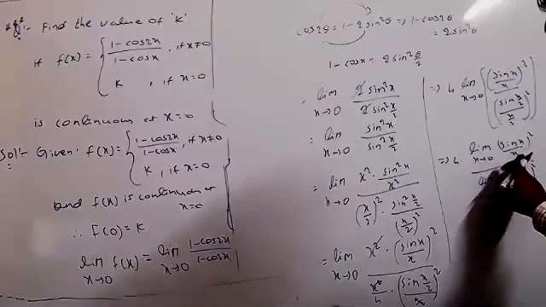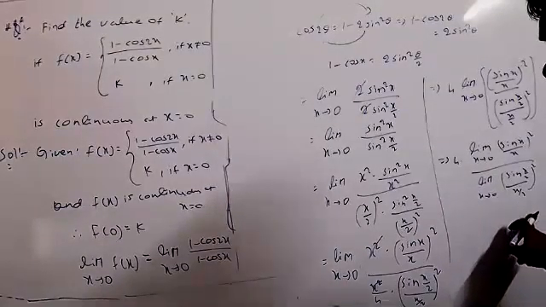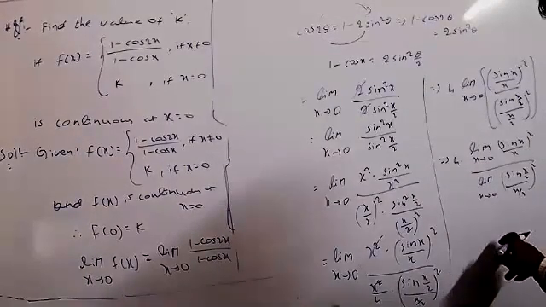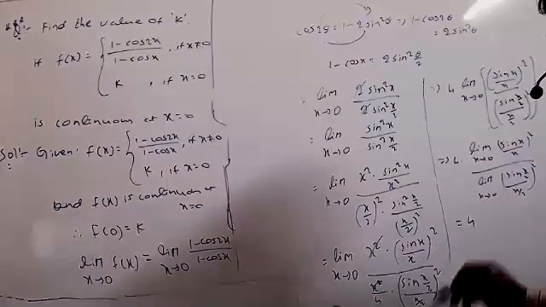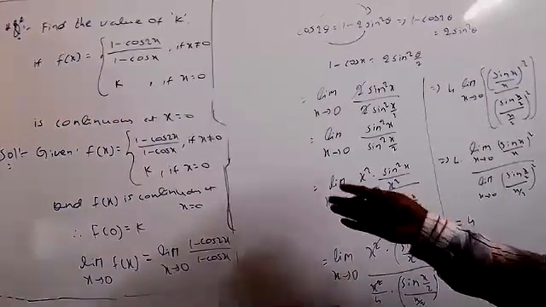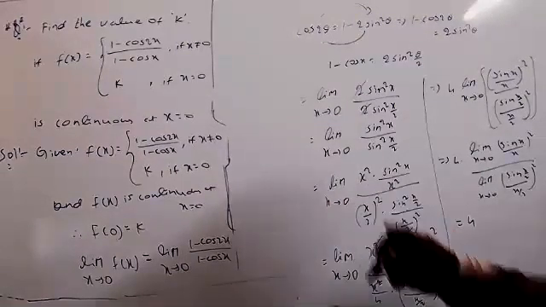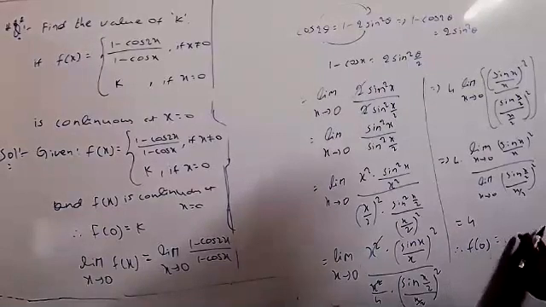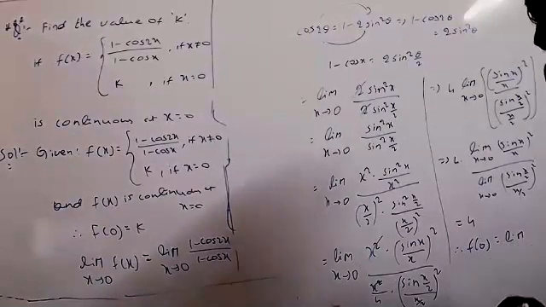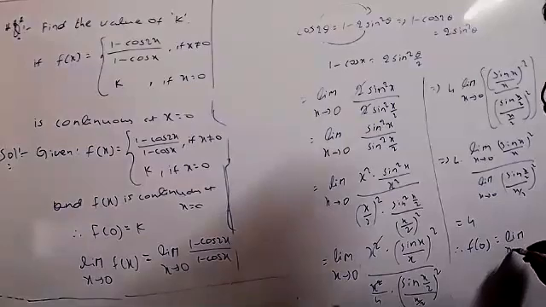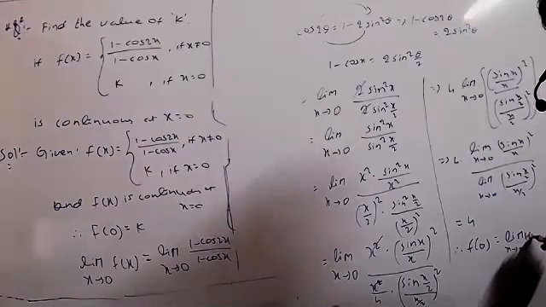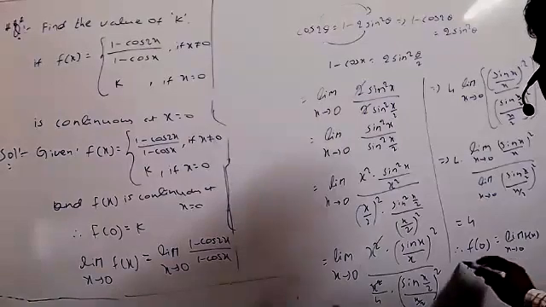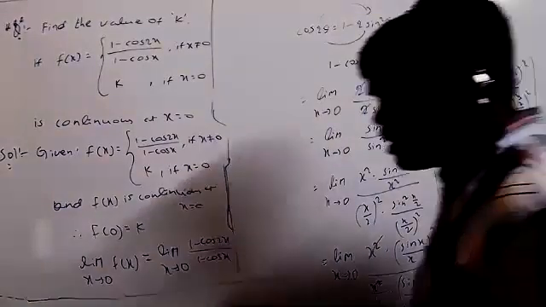Clearly this value equals 1 and this value also equals 1, so 1 by 1 equals 1. So clearly it is equal to 4. But it will be continuous, so what can you say now? Therefore f of 0 equals the limit value: f of 0 equals limit x tends to 0 of f of x. We know very well that, so you can equate both. Therefore the value of k equals 4.